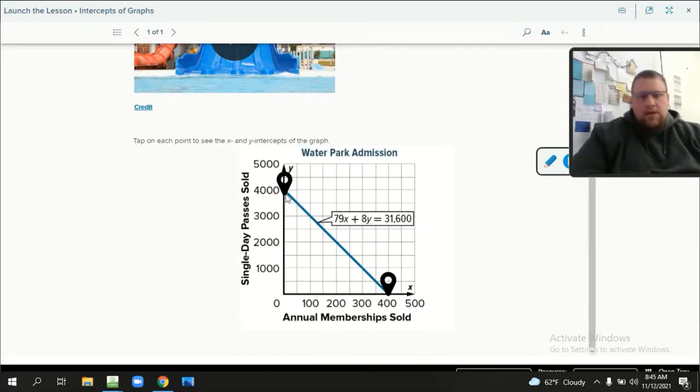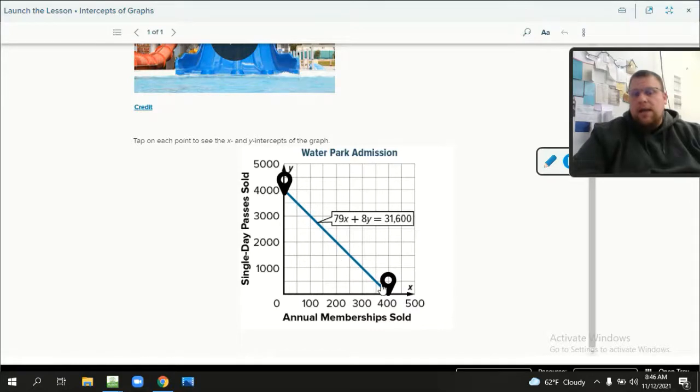So we see that there's a little continuum here showing us what needs to be done to get that $31,600, right? So if no annual memberships were sold, then we see right here approximately, it would take approximately 4,000 single day passes sold to get that $31,600. If, on the other hand, only annual memberships are sold, then it's going to take approximately 400 annual memberships.